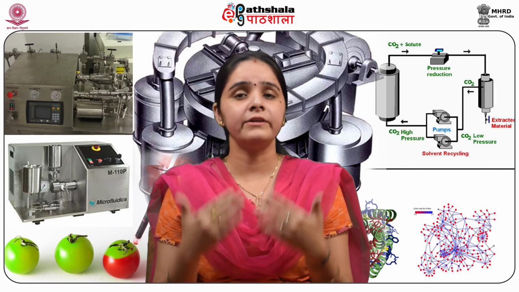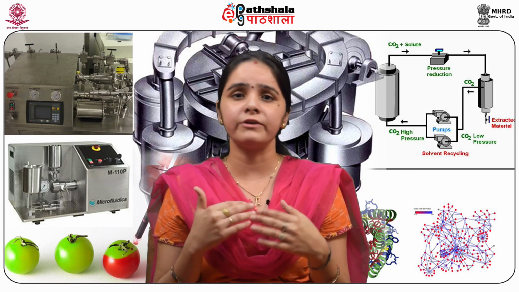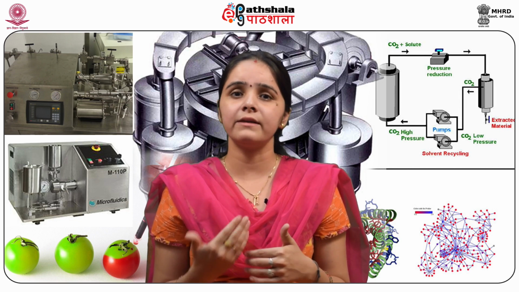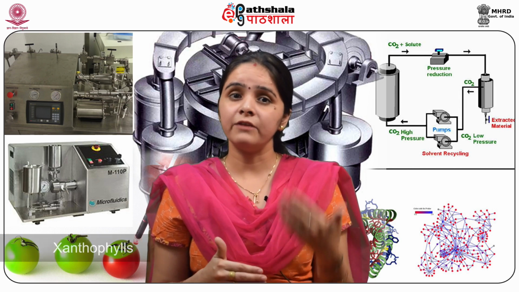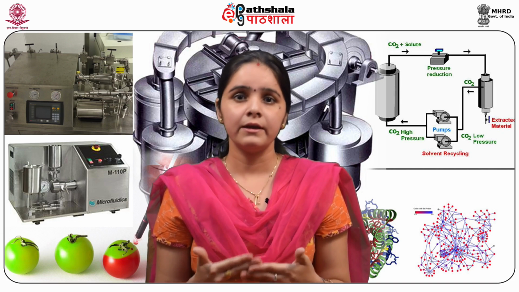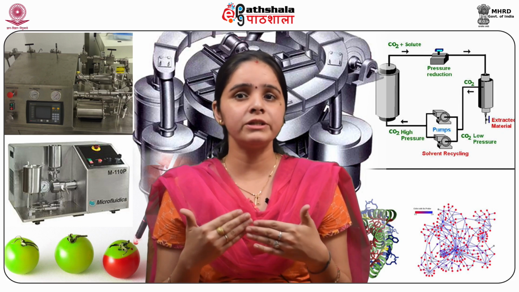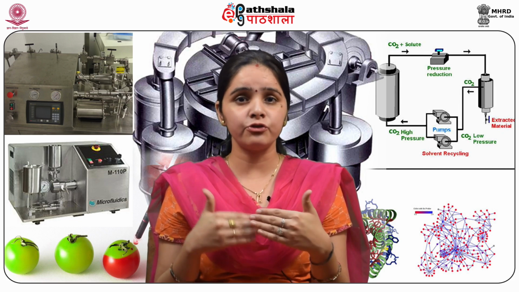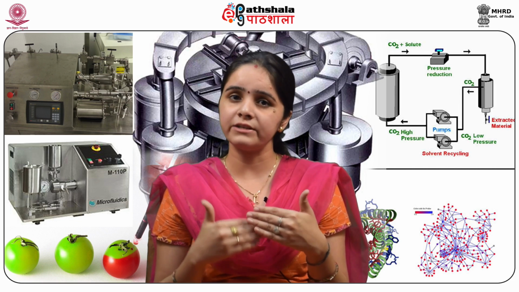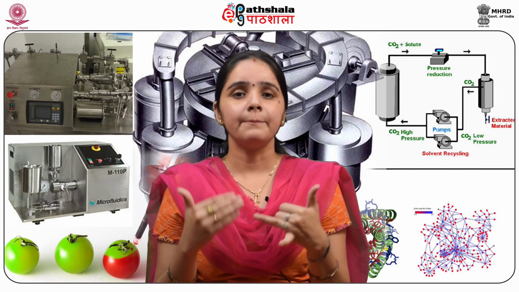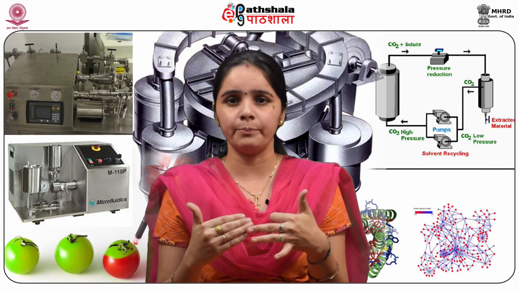We can divide the carotenoids into two different classes. One is the xanthophylls and another one is the carotenes. Xanthophylls are the oxygen-containing carotenoids, for example, lutein and zeaxanthin. The second category, carotenes, are unoxygenated carotenoids, for example, alpha-carotene, beta-carotene, and lycopene.